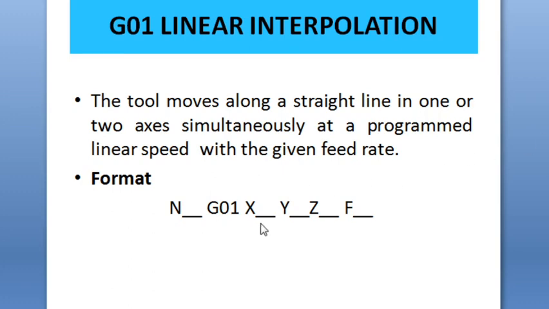We are giving both X and Z in turning center. Suppose it is used in drilling or milling, we can use X and Y simultaneously for a taper profile. F is the feed rate. This is the format for linear interpolation. It is used for straight cuts and contours like taper turning.